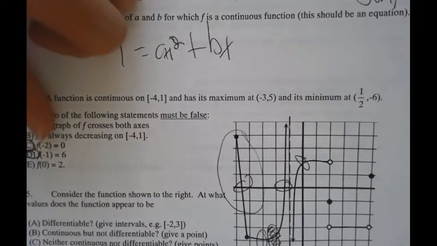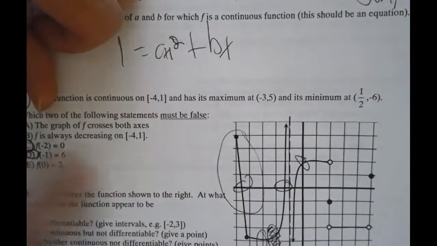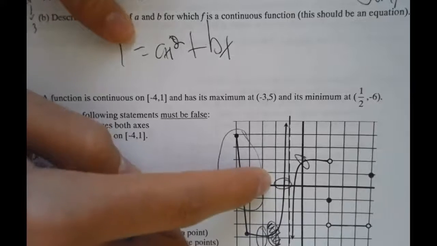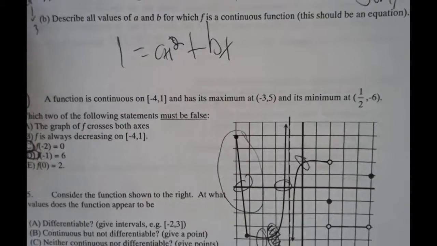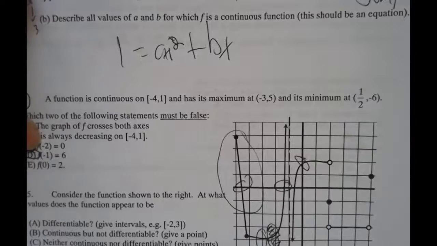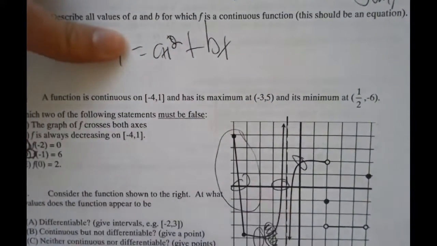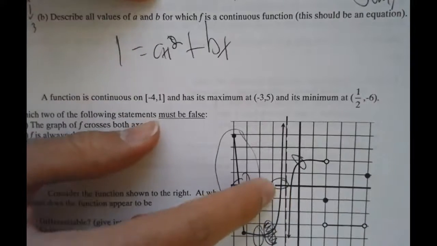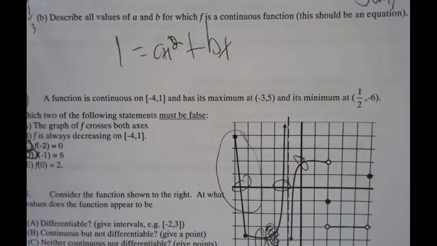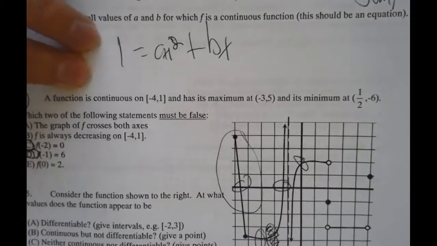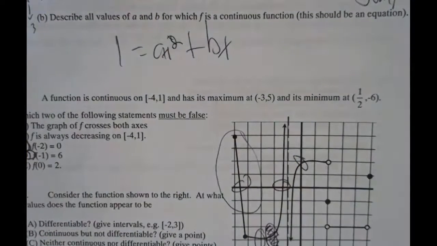C is not true because f of -2 equals down here, like 5 or 4. D is false rather, because f of -1 is an asymptote, there's nothing there. And then E is true because f of 0 equals 2. I would say it's false.